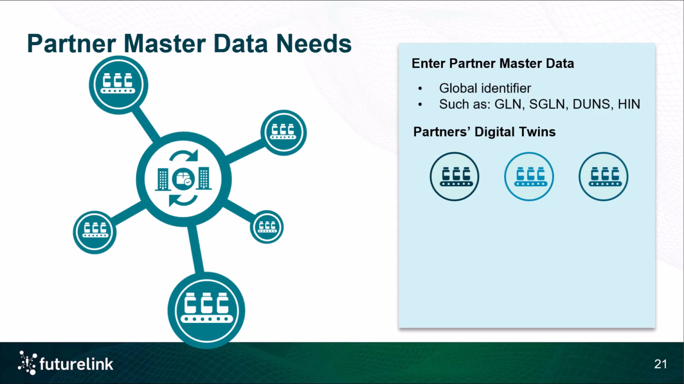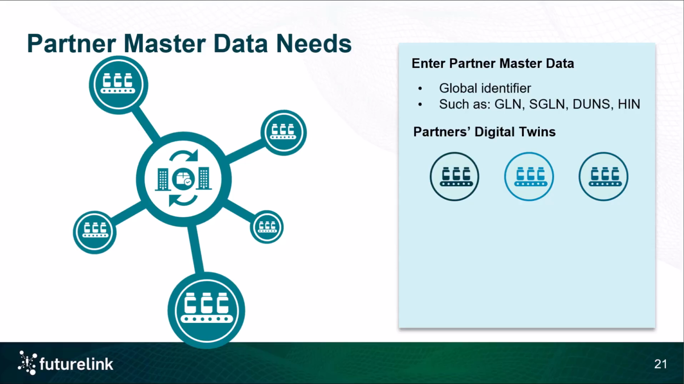Basically, you need the partner's name and at least one global identifier. Some examples are a GLN, SGLN, DUNS, HIN, etc. Remember, your company has a digital twin on the network, but so do each one of your partners. Think of the global identifiers as the digital address of your partner on the TraceLink network.